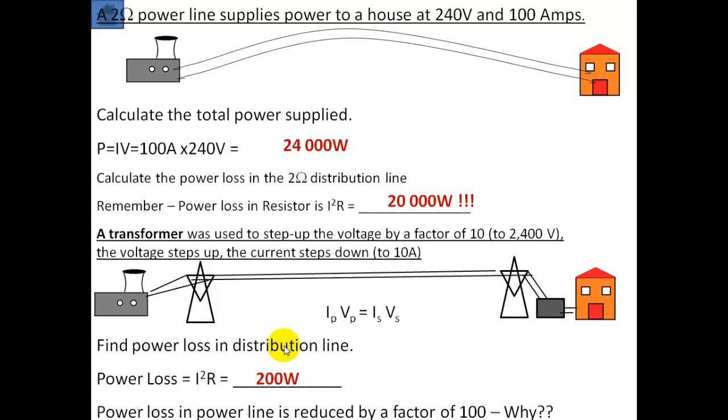Notice that this is 20,000 watts, and this is 200 watts. This is a factor of 100 different. Why is it that the power loss is a factor of 100 different? Basically because the power is equal to I squared R. The factor of the current was 10. I squared, 10 squared, is equal to 100. That's why there's a factor of 100 in terms of the power loss.